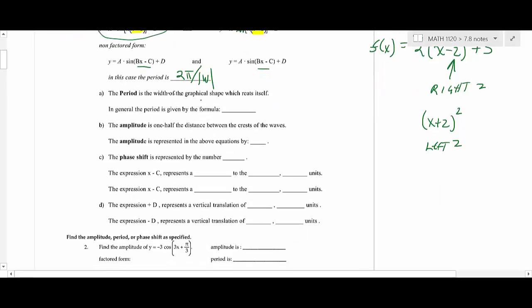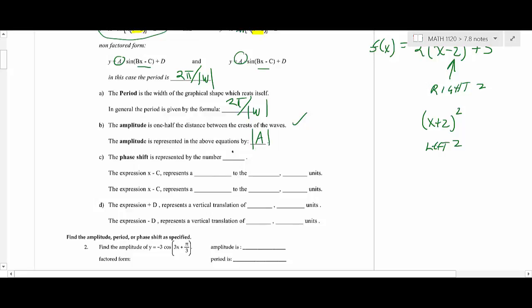In general, the period is the width of the shape that repeats itself. So again, the formula is 2 pi over omega. Amplitude we've already talked about. That's 1/2 the distance between the max and min. For sine and cosine, the absolute value of A is the amplitude.